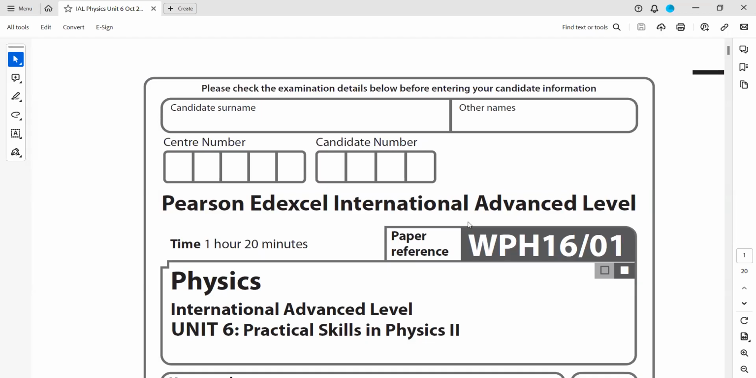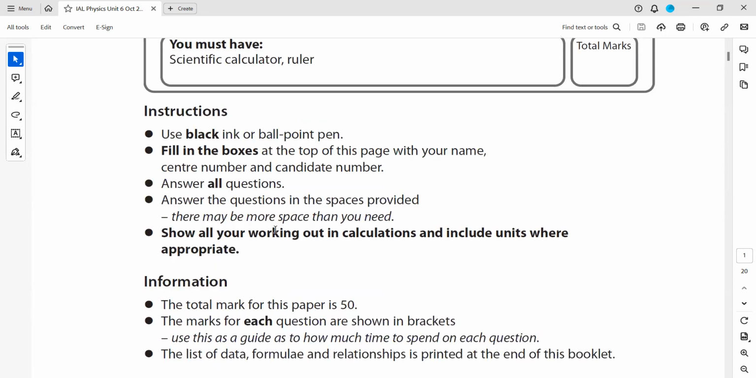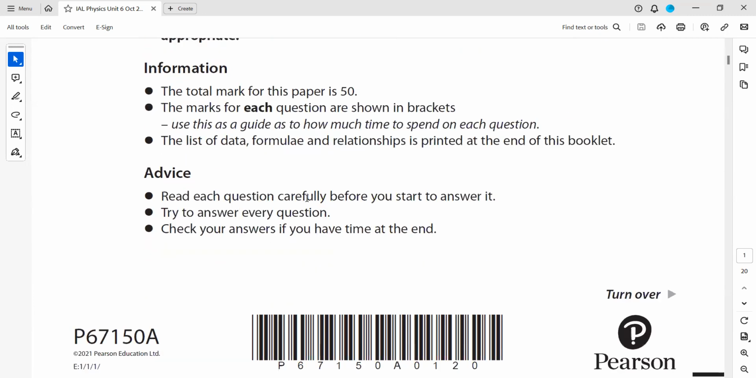So we'll start with the discussion of Unit 6, which is the October 2021 paper. We'll do some questions, like question 1 and 2 today, likely. And the second part, we'll discuss one question from Unit 5 for a revision, and then at the end, we'll do an explanation of Unit 4.